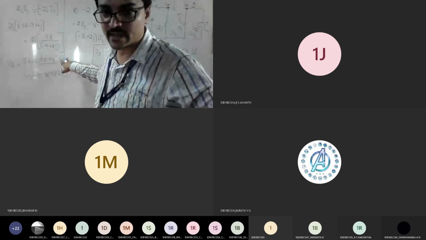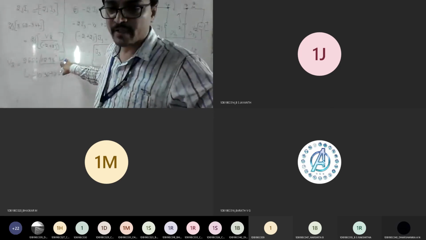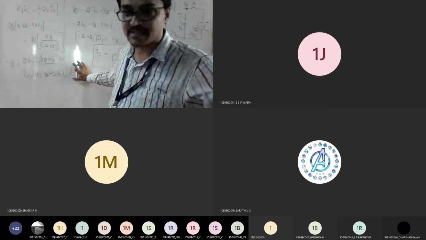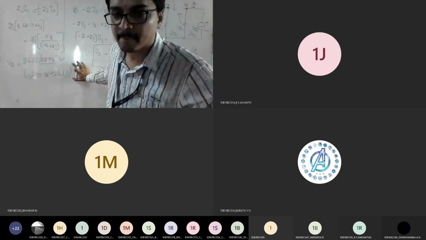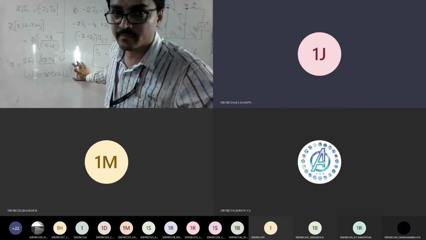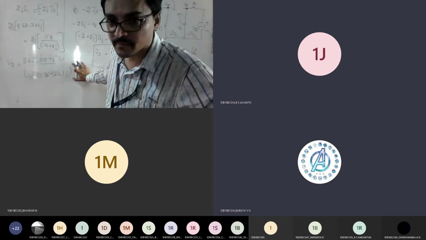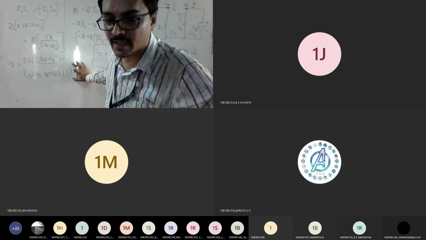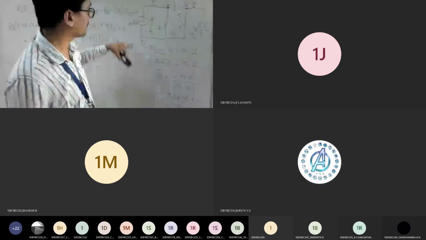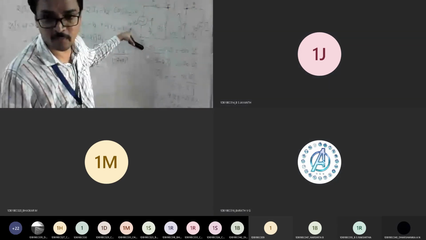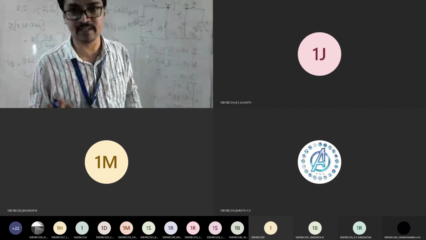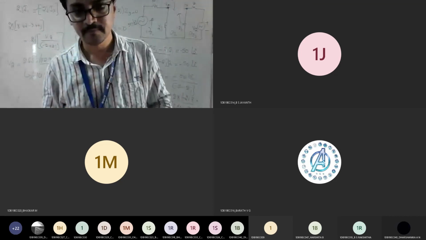Can anyone tell me why we wrote the answer of V2 in polar form? Why can't I leave it as it is in rectangular form? Sir, we want to know the magnitude. The question was given in terms of polar form. Look here, one is in terms of polar form, so we want the other also in terms of polar form. That's all, nothing else. Am I clear?